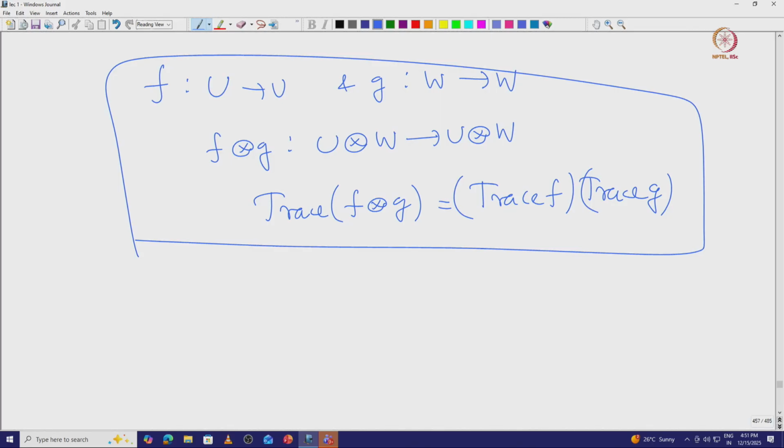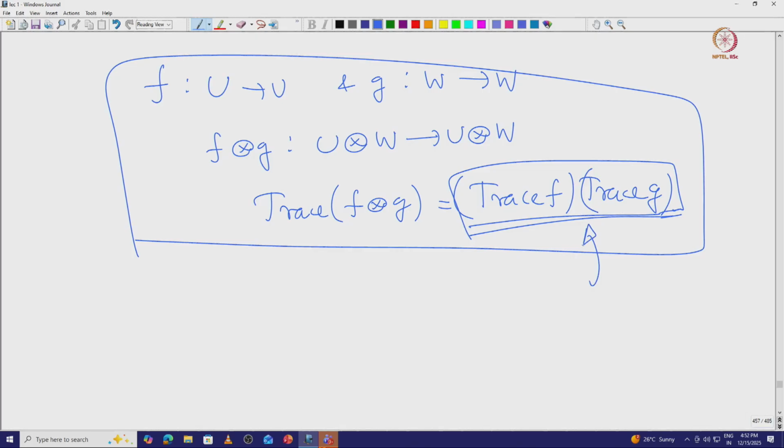Indeed, what we have done is enlarge two given vector spaces V and W to this very big vector space V tensor W, and then we could understand some of the maps, the tensor products, and the trace of the tensor product in terms of the product of the traces. This looks very familiar to us. This is indeed involved in the product of the characters.